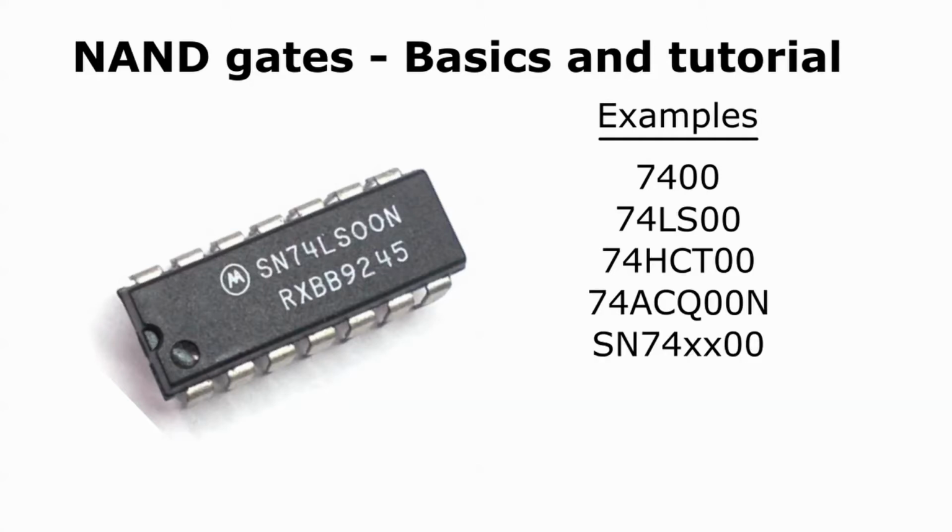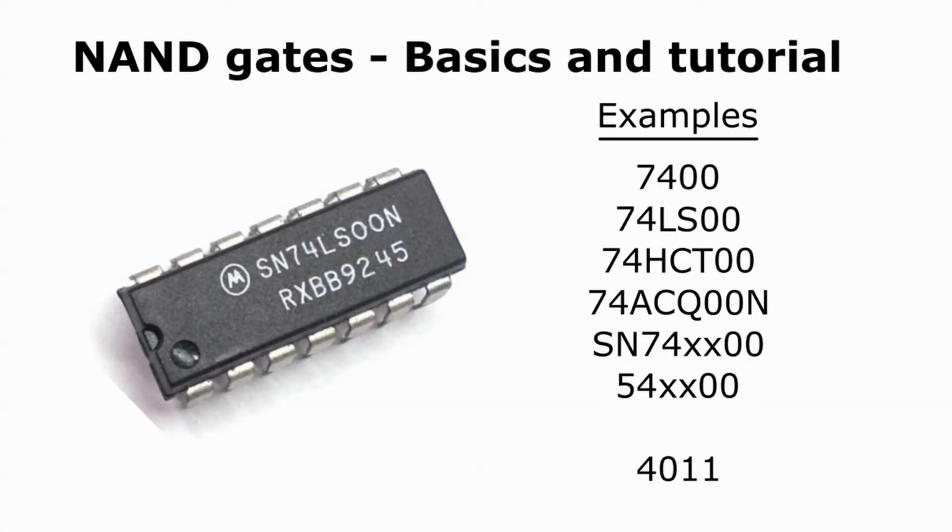The two small X's in this number are used to mark the location of a character field which has not been specified, and which could be LS or HCT or any number of others. In the early days of integrated circuits, NAND gates were also made with the part number 5400. The 54 identifies the chip as being the same as its 74 counterpart, but capable of operating at more extreme temperatures and intended for military use.